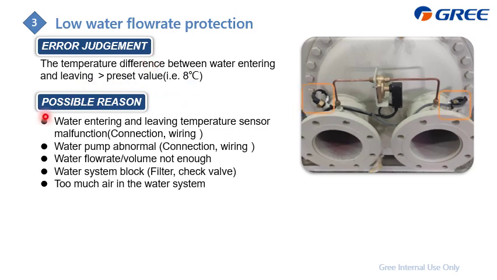And here are the possible reasons, also similar to the water flow switch. First, you need to check whether the alarm is true by checking whether the water in and out temperature sensors are malfunctioning or not. Then the water pump's flow rate or volume may not be enough, or the system may have a blockage in the filter or the check valve, and maybe there is too much air in the water system, which may also lead to this error.